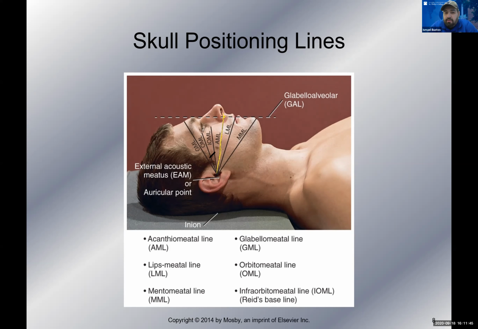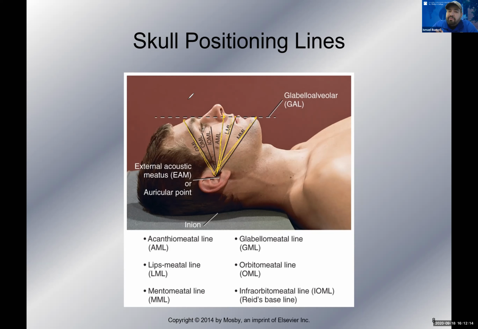The acanthomeatal line. Then we have the lips meatal line, which comes from the junction of the lips when they're closed down to the EAM. Next, we have the mentomeatal line, which goes from the mental point of the chin down to the EAM. The GML, the glabellomeatal line, goes from the glabella, which is that spot in between the eyebrows, down to the EAM.